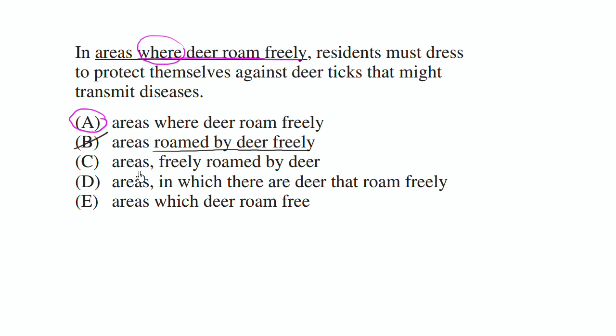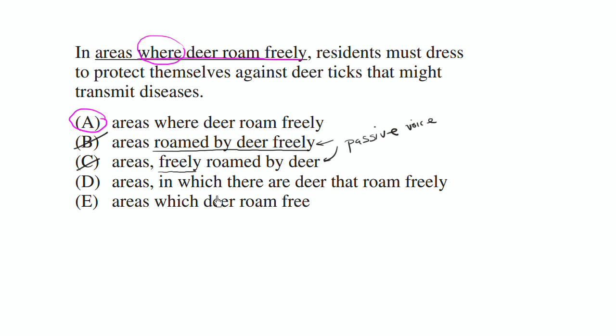C has the same problem. Areas freely roamed by deer. It's a little bit better. The adverb freely is in front of the roam, so they're closer together. So how are they roaming? They're roaming freely. But once again, it's in the passive voice. Freely roamed by deer, instead of just saying the deer roam freely. So I don't like that one as well. Both of these are in the passive voice, which in general you should avoid.